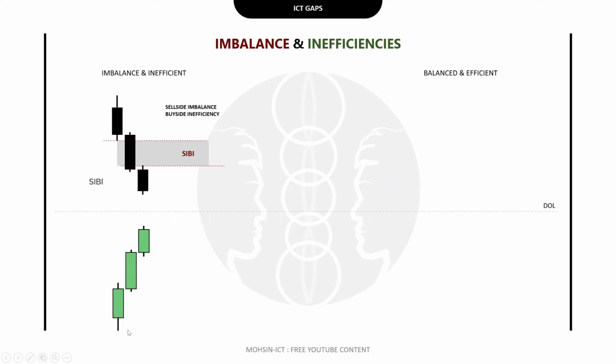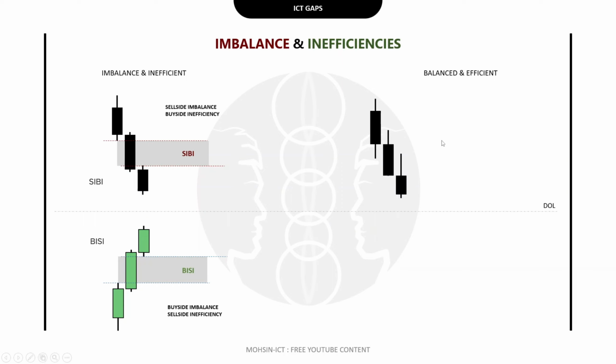Same goes for the bullish candles. If we have three bullish candles and the high of the very first candle does not meet the low of the very last candle, you see we have a clear gap in between them, we call it BISI. And the logic behind this one is that price is only offering the buy side liquidity, which creates the buy side imbalance, and it is not offering the sell side liquidity, which creates the sell side inefficiency. Hence we call it buy side imbalance and sell side inefficiency, or BISI.